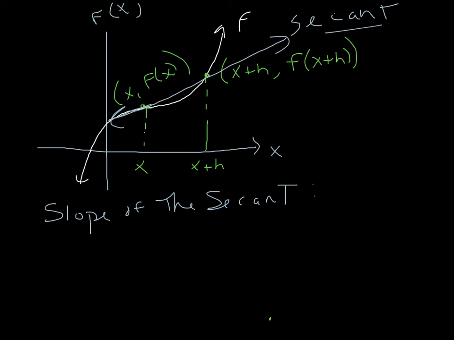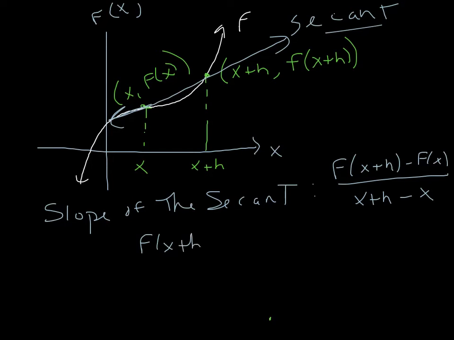Well, the slope of the secant would be just like finding the slope we did with x's and y's. We take the change in the y values, which in this case is f of x plus h minus f of x, divided by the change in the x values, x plus h minus x. And when we simplify there a little bit, we end up with f of x plus h minus f of x divided by, well, the x's are going to cancel out, and it's just going to be divided by h. Okay? And this here is what we call the difference quotient.